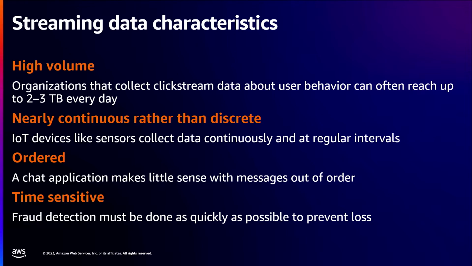Ordering is a very important characteristic of streaming data compared to some other ways of doing data. I mean, the example here, for example, a chat application isn't going to make much sense if the messages are going to be out of order. And log messages as well. If log messages are out of order, that's going to be super confusing. Time sensitive as well. The point of streaming data is you want to do analytics and do things really quickly. An example here showing fraud detection. Obviously, a bank would want to do that really quickly.